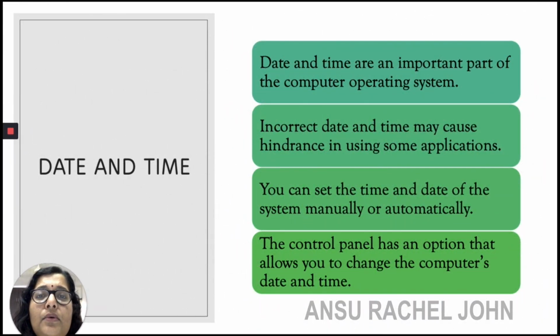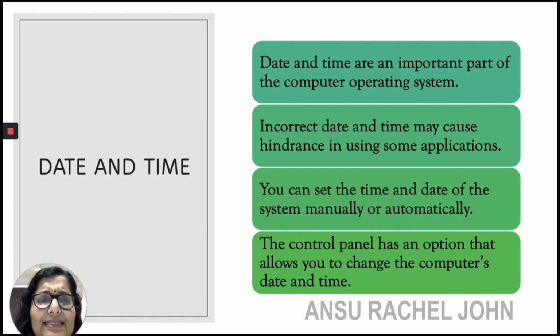Now we need to go through how to set the date and time. Date and time are an important part of the computer operating system. It is very important. The time and the date of the system should always be synchronized with the current date and time. Incorrect date and time may cause hindrance in using some applications. You will not be able to use certain applications if it has an incorrect date and time.